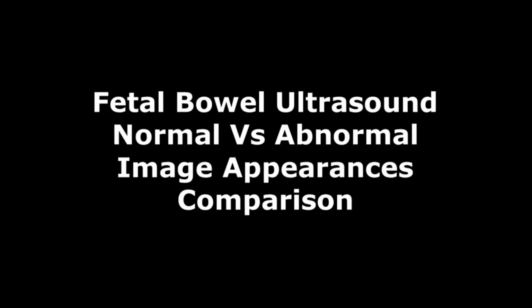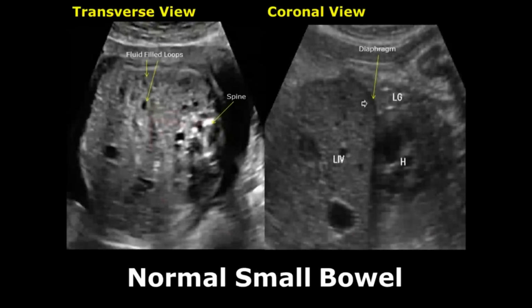In this video we will study fetal bowel ultrasound images. Normally the small bowel is not visualized. Sometimes you may see fluid-filled areas in the abdomen, but mostly they are not really visible. Here we have a transverse view and a coronal view of the fetal abdomen.